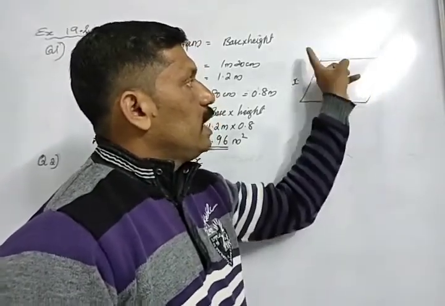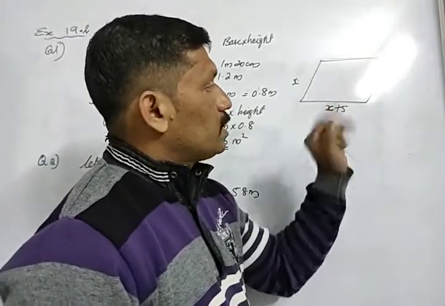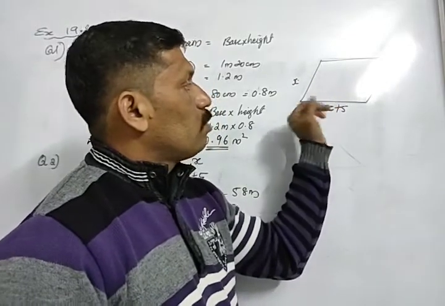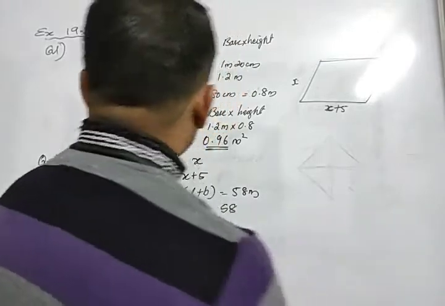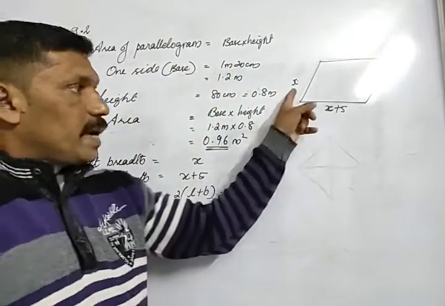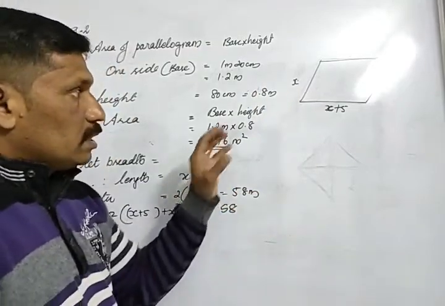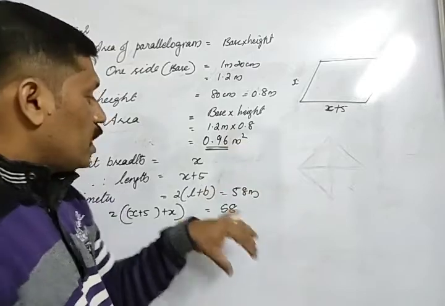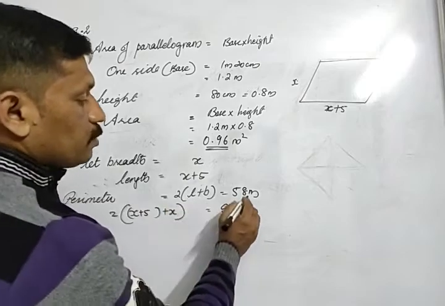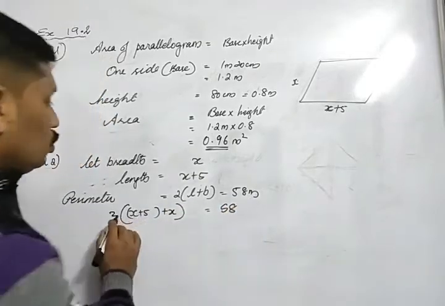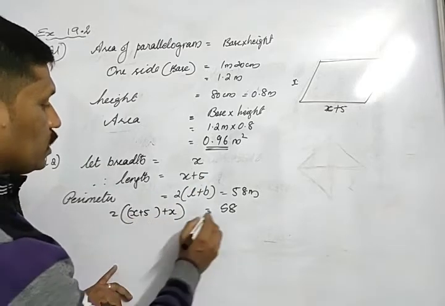Perimeter is 58 centimeter. The perimeter is equal to 2 into length plus breadth. Here let breadth be equal to x, and length is equal to x plus 5, because one side is 5 centimeter more than the other side. Then only their difference will become 5. And the perimeter, 2 into length plus breadth, is equal to 58. That means 2 into length x plus 5 and breadth x: 2 into x plus 5 plus x is equal to 58.